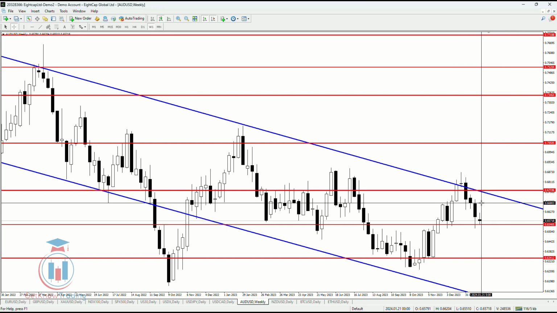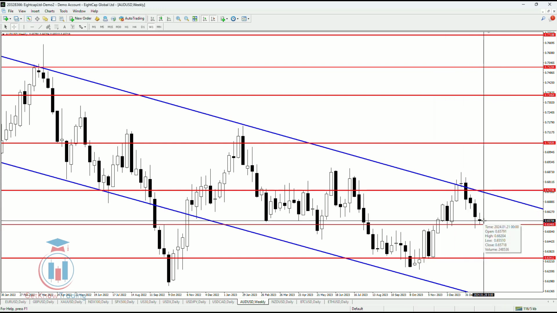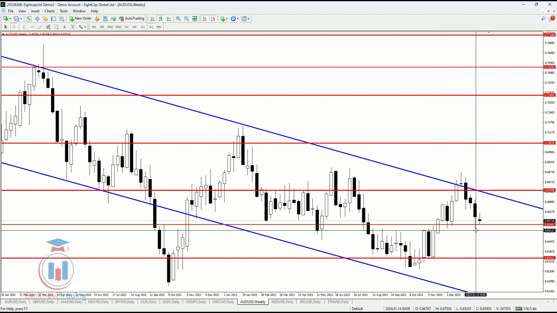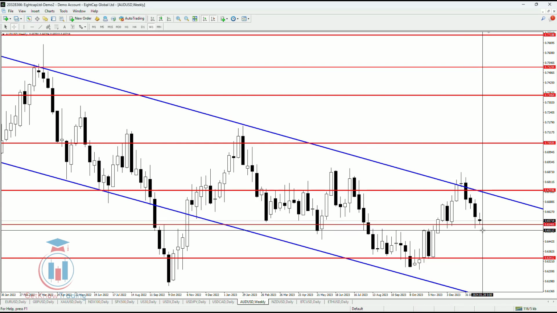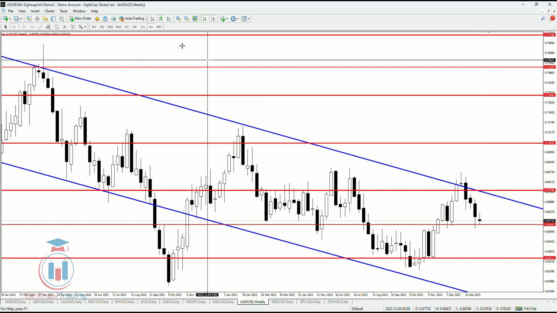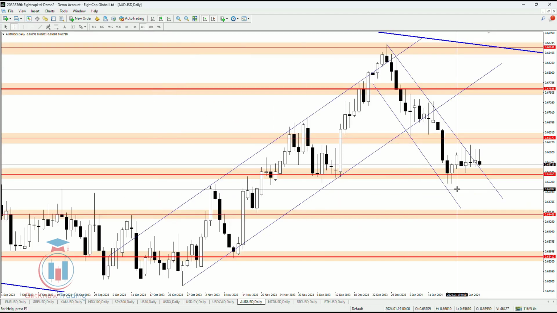For now, I need to see on the weekly time frame, which will be much more visible on the daily, that the price makes a breakout to the downside, which means breaking below this one, 0.65, and then below 0.651. These are very important levels for the price. Now, if we go to the daily, we will see much more clearly.